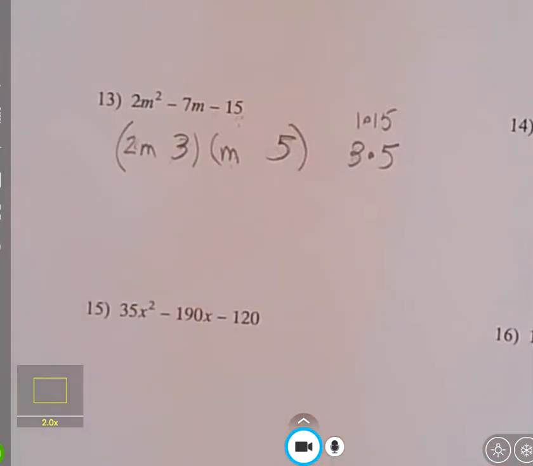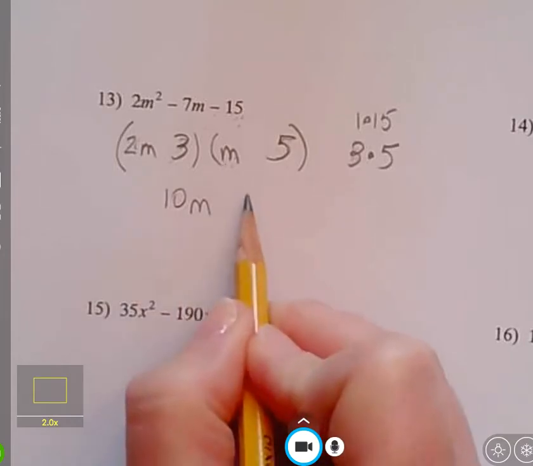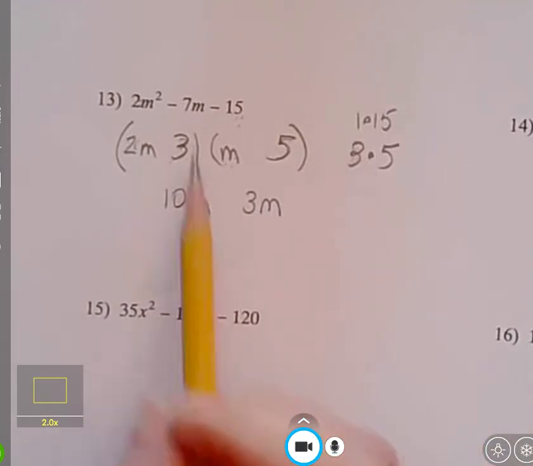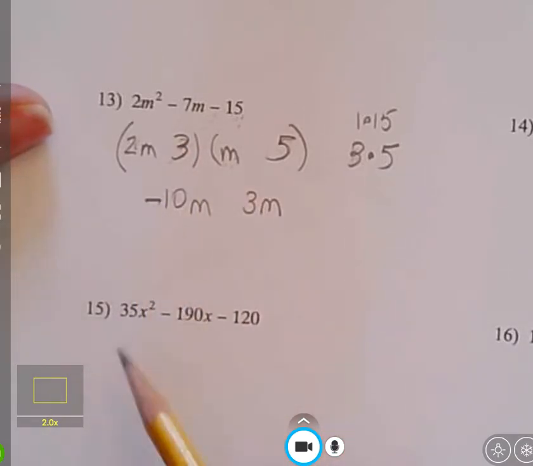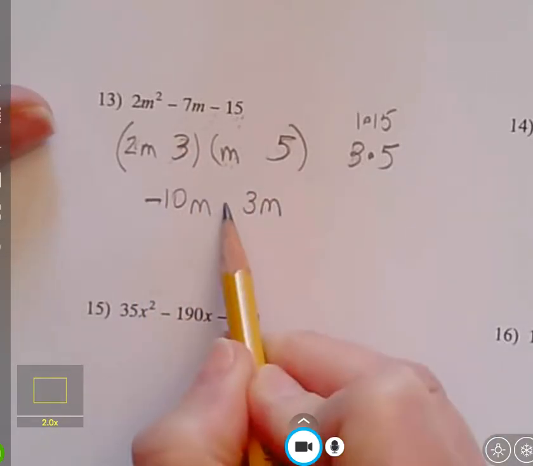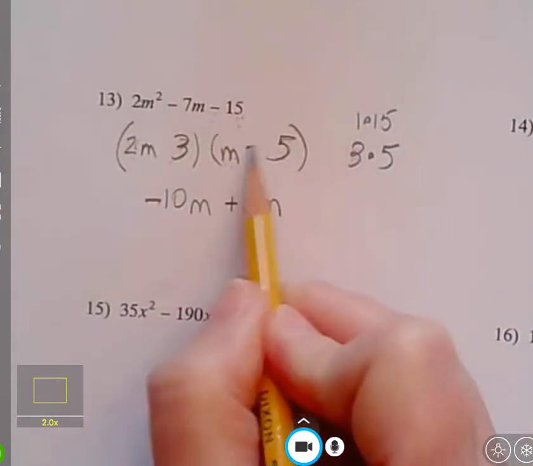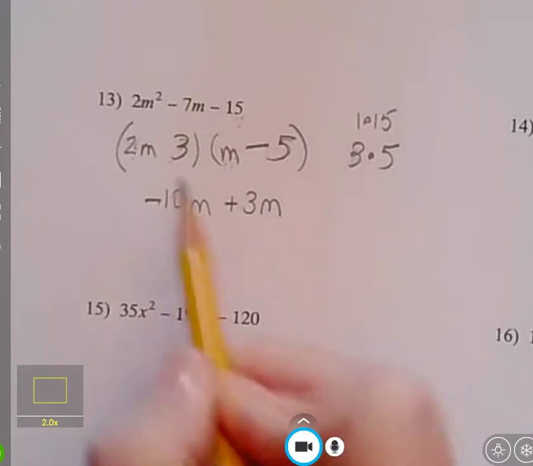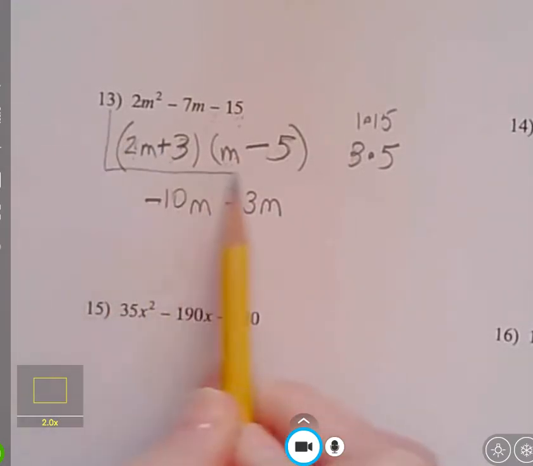So now I know that I have 10m and 3m. And I do subtract to get 7, but I need a negative 7. So the negative goes with this larger product. So when I multiply to get the 10, that's where the minus goes. When I multiply to get my 3, that's where the plus goes, and this is factored.